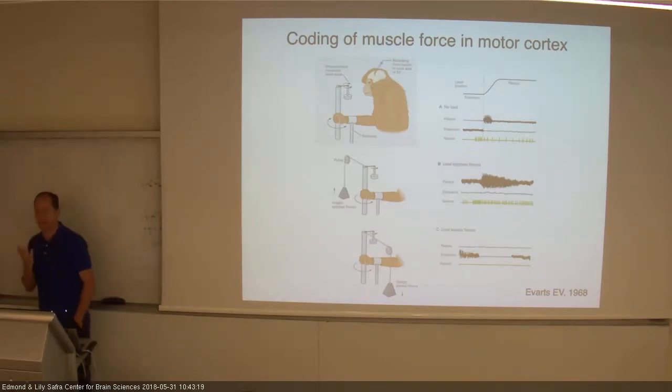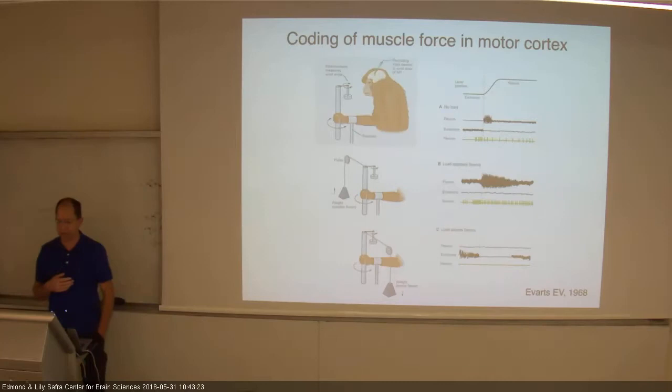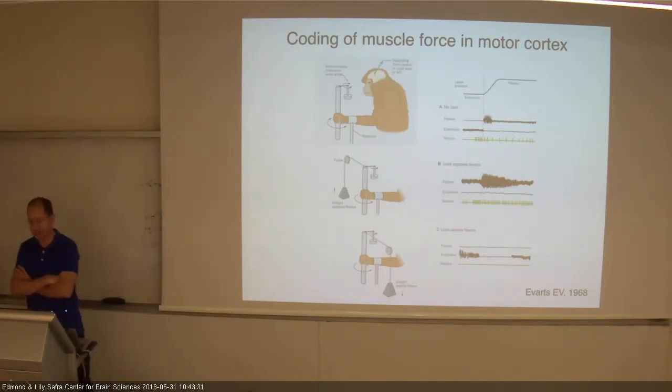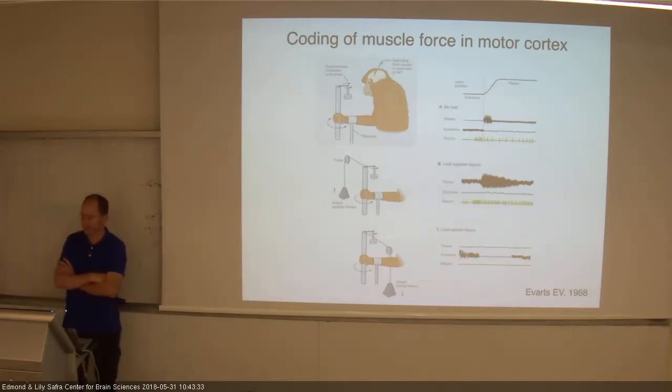A few comments about this. First, these were not all the neurons. There were some other neurons that didn't follow the dynamics. I think he said something like 50% were, in his experiment, related to the power, to the dynamics of the movement. Others were not.